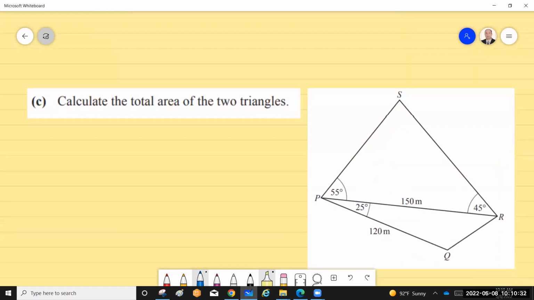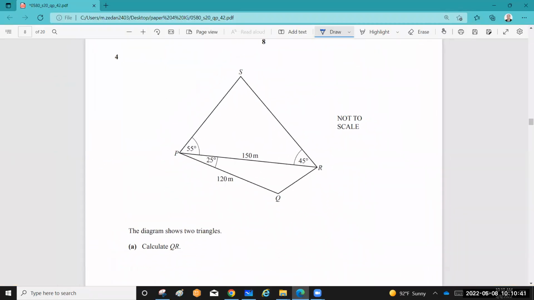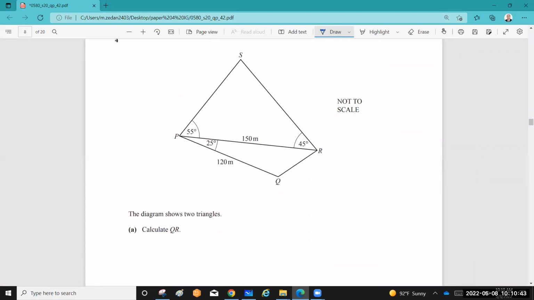After that, I have a new question, number 4. You can just use the sine and cosine rule to solve a triangle to find some angles and some sides. In this diagram, calculate QR. QR is the side in a triangle given side, angle, side. You can use the cosine rule. So QR squared is 120 squared plus 150 squared minus 2 into 120 into 150 cosine of the included angle 25.